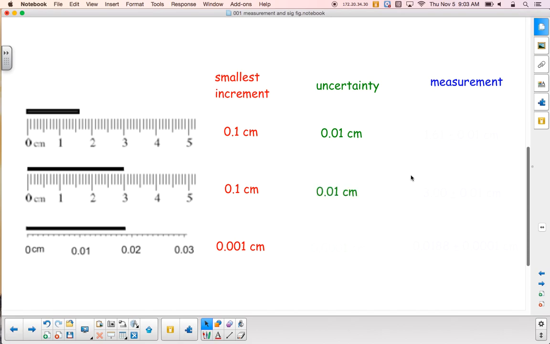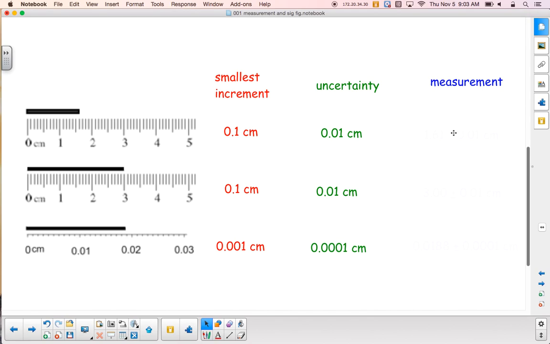on the second ruler. The third ruler has much, much smaller increments. They have increments to the nearest thousandth of a centimeter. So my uncertainty here is 10% of that, or the nearest 10,000th of a centimeter.